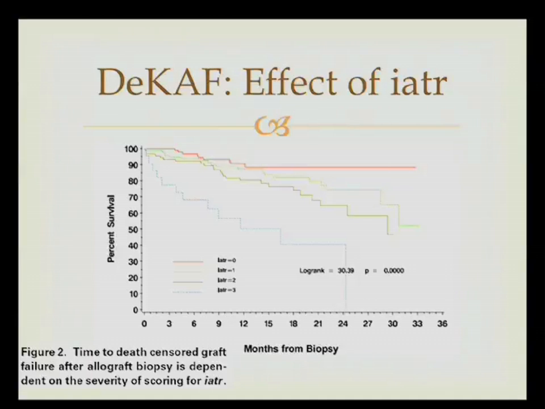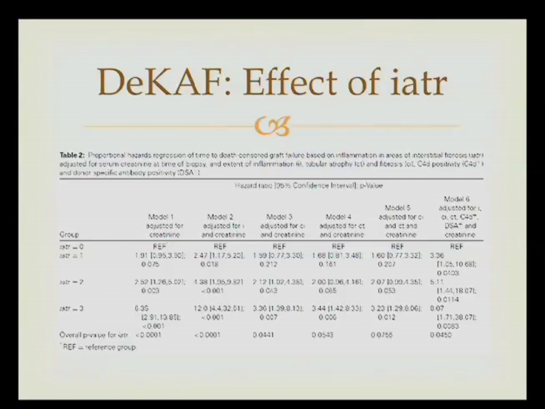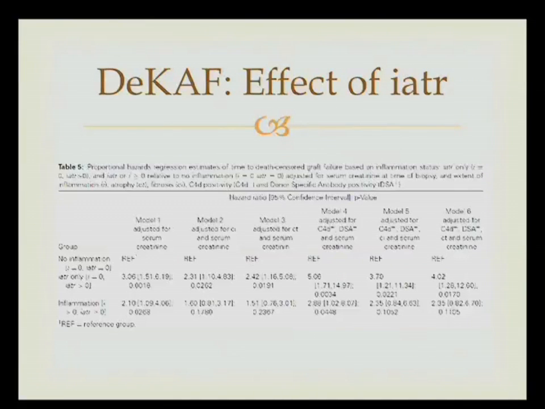This figure is looking at the 4 different iatr grades. The top line is an iatr score of 0. The bottom line is an iatr score of 3. And as you can see, as your iatr score goes up, your allograft survival goes down. They then did multiple models adjusting for various features. As an example, look at model 2, where they adjusted for inflammation in non-atrophic cortex and creatinine. You can see there's up to a 12-fold increased risk of graft loss if you have an iatr score of 3.